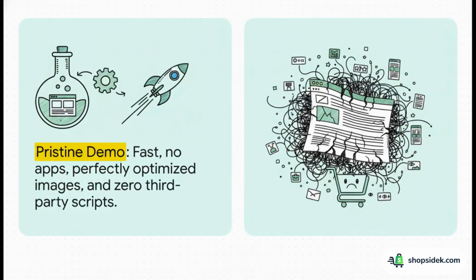And this really shows you the why behind it all. Think about it like this. On the left, you've got the demo store. It's like a brand new race car in a sterile lab, perfectly tuned, no baggage. But on the right, well, that's your store. That's reality. It's more like that same car stuck in rush hour traffic, loaded down with apps, marketing scripts, and all those beautiful high-resolution images. What works perfectly in the lab can absolutely crumble on a real-world city street.